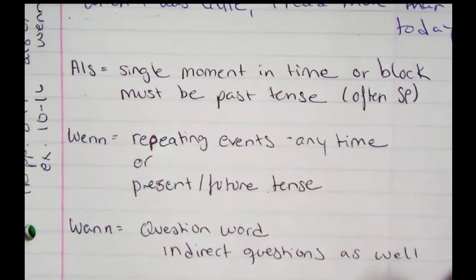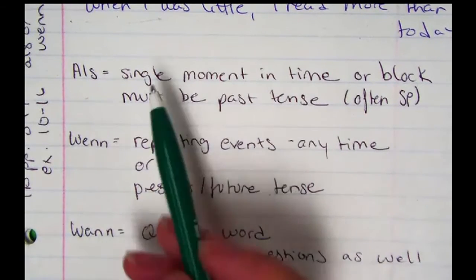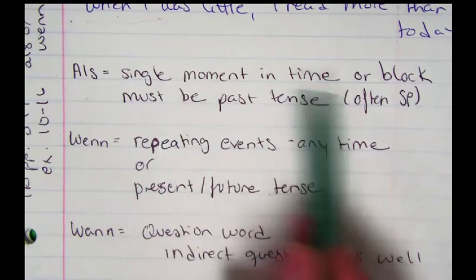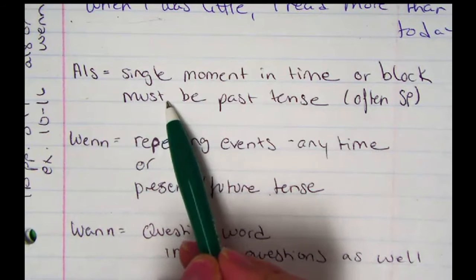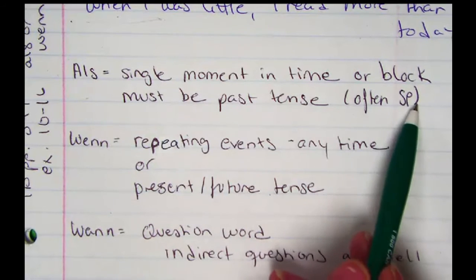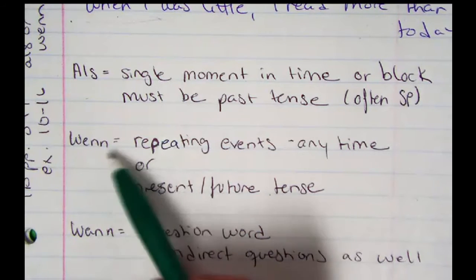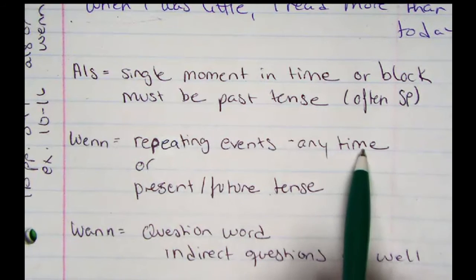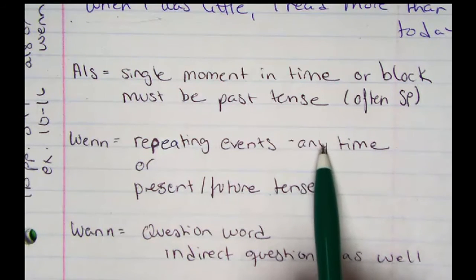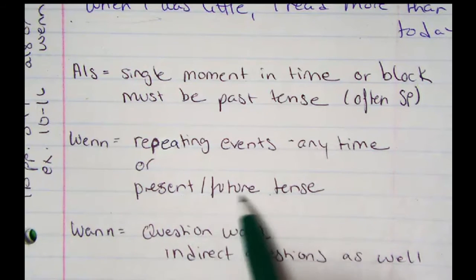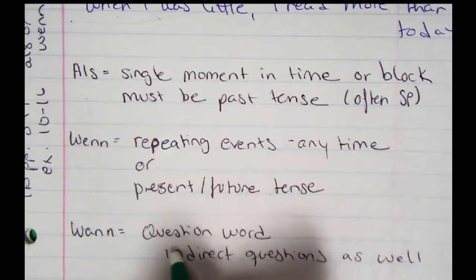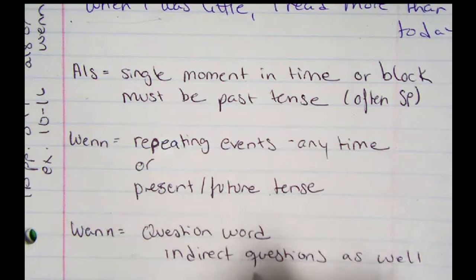I'm going to move this up, and that has the exact things I just said. Als, wenn, wann. Als: single moment in time or block in time, must be in the past tense, usually in the simple past. Wenn: repeating events of any time, so can be past, present or future tense. And wann: question words, including indirect questions.